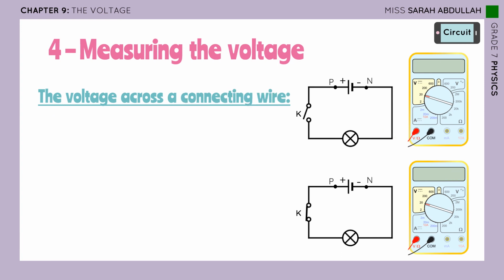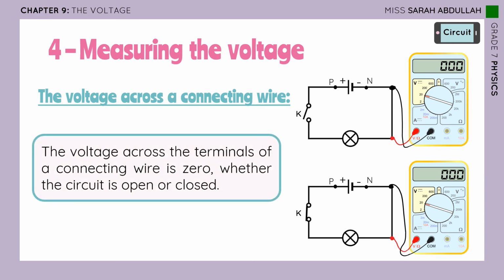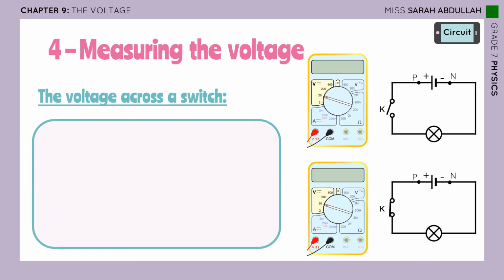Now the voltage across a connecting wire in the case of an open switch and a closed switch. The voltage across a connecting wire, guys, it is always 0. It doesn't matter if the switch is open or closed, it is always 0. It's a wire, okay? So yeah, the voltage across the terminals of a connecting wire is 0, whether the circuit is open or closed. And now the last case of a switch.